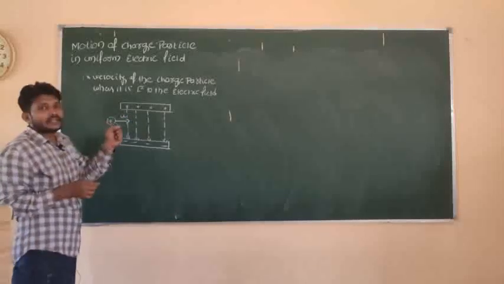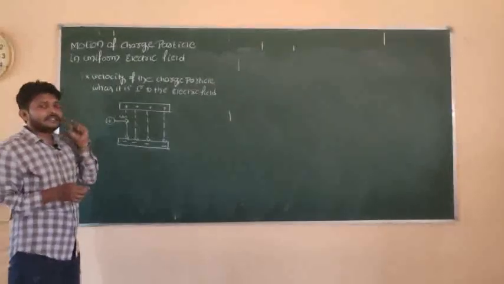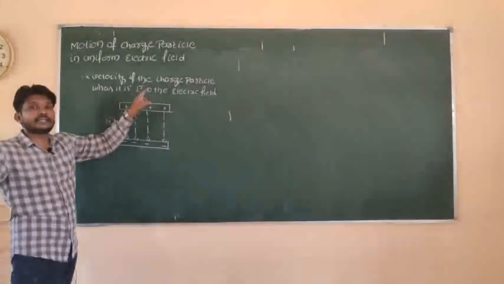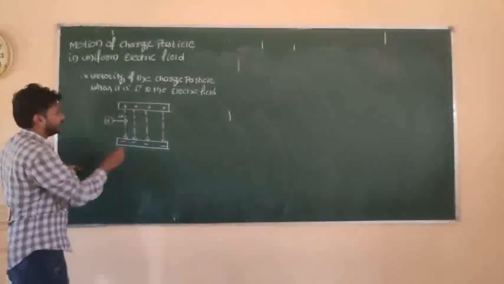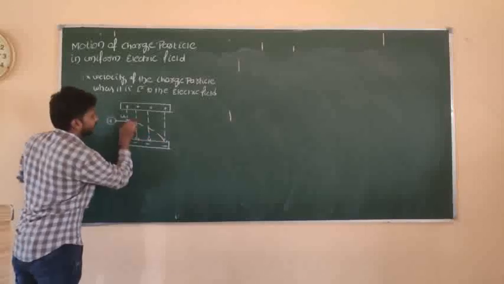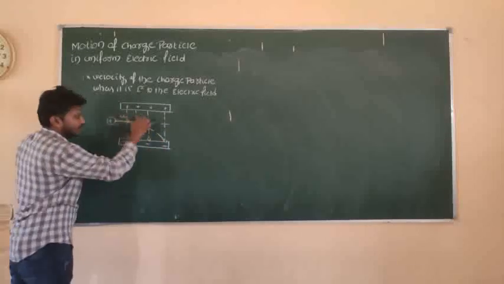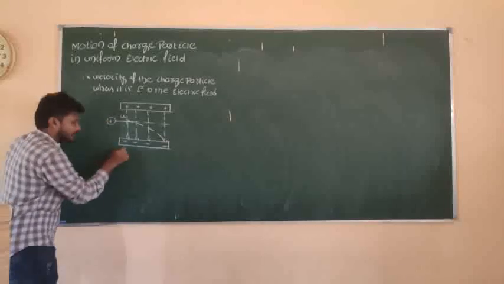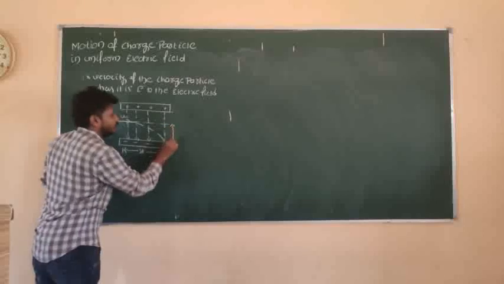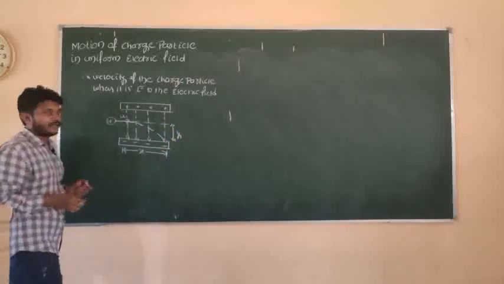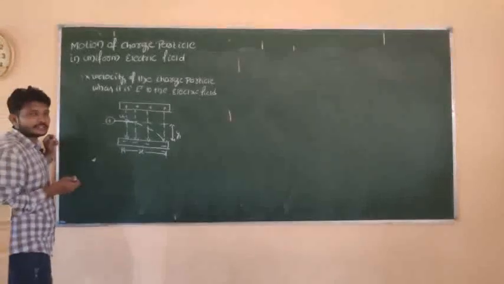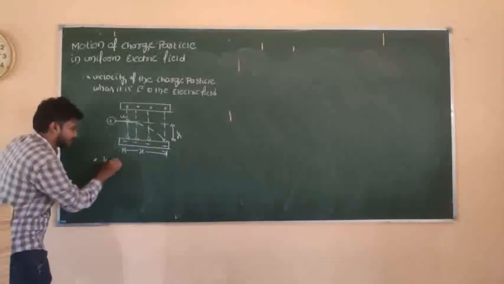Then what about the trajectory of this charged particle? When the charged particle is moving perpendicular to the direction of the electric field, it experiences a parabolic path. So this will be the trajectory of the charged particle. Instead of moving along a straight line, it is moving in a parabolic path. Let x be the horizontal distance and y the vertical displacement. First, I will consider how much horizontal distance it will cover.